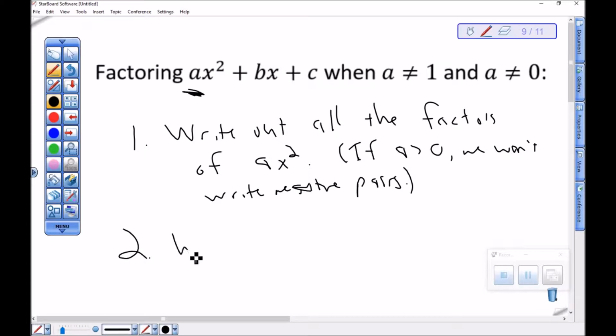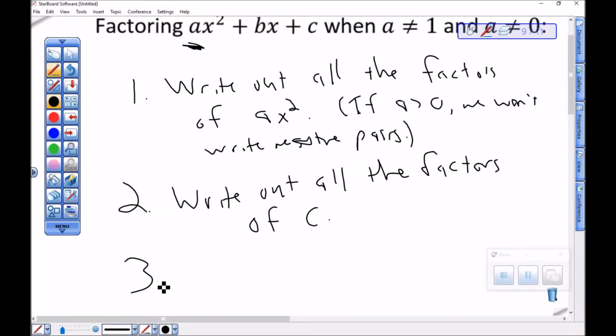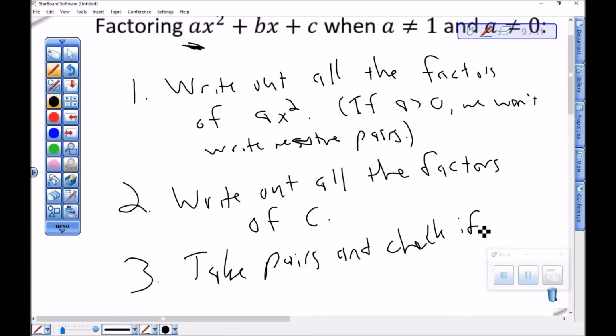So step 2, write out all of the factors of c, of that constant term, and then we're going to take pairs and check if they create the correct factors.